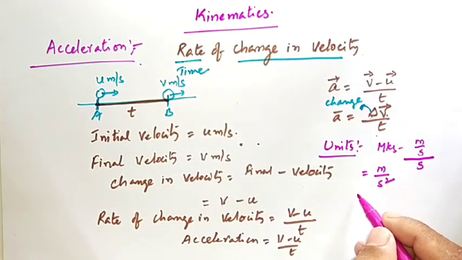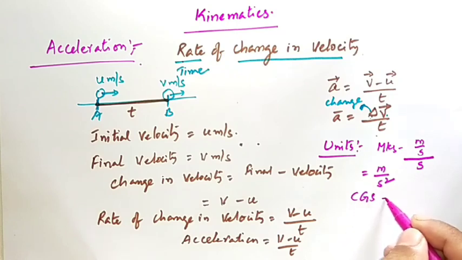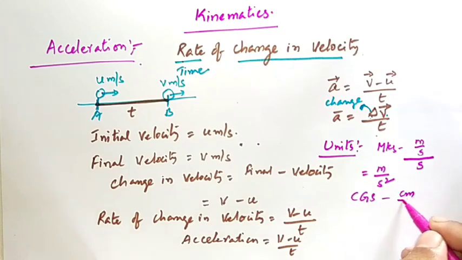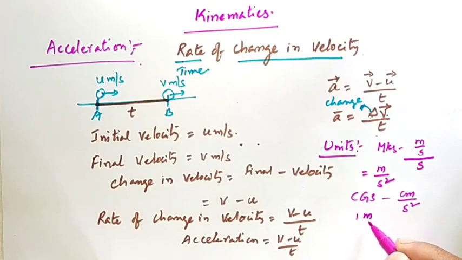SI unit is also the same. What about in the CGS system? Centimeter by second square, that's all. Okay, now you can convert. 1 meter per second square is equal to how much? 100 centimeter per second square. This is the conversion. Understood, Nana?